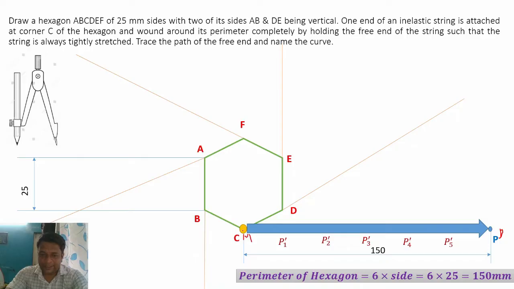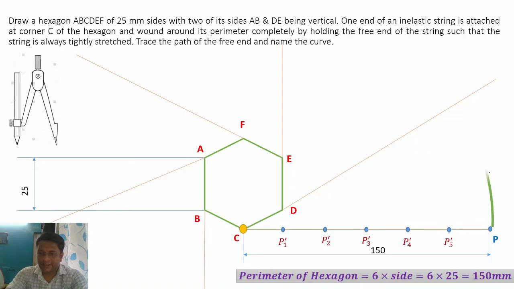And then keeping C as a center, draw one arc in the upward direction, just like this, slowly up to the next line. So we get this point of intersection. This point is called point P1. So this is the first part of the involute.